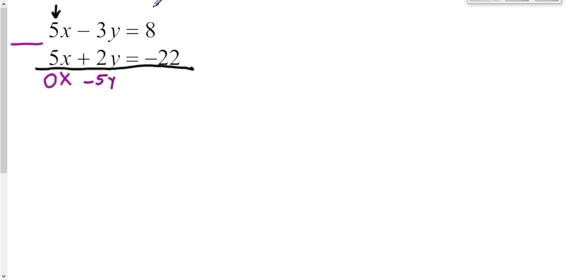The next two numbers, again, can be kind of tricky. 8 minus negative 22. Well, these two become positives. That gives us 30. Divide both by a negative 5, and y is negative 6.